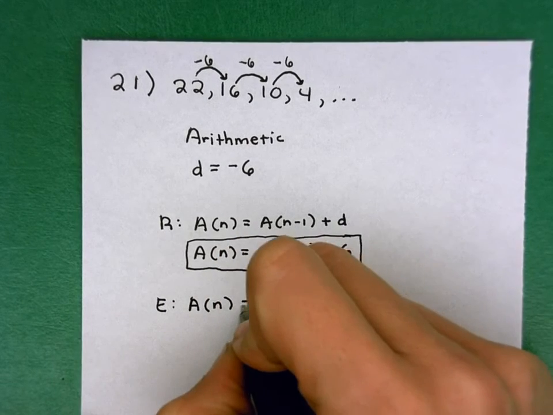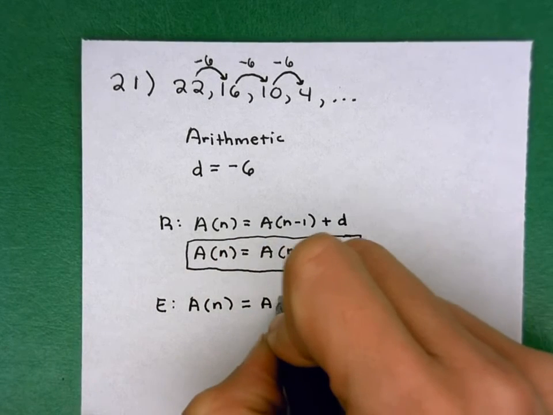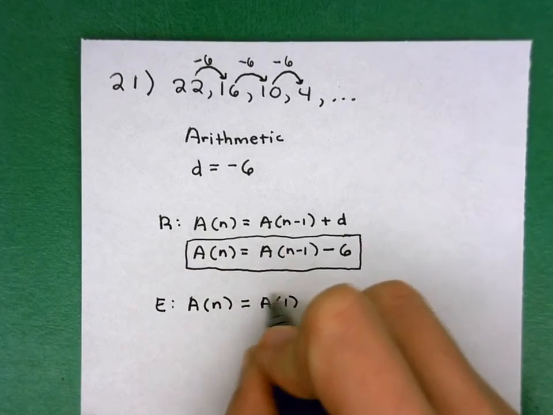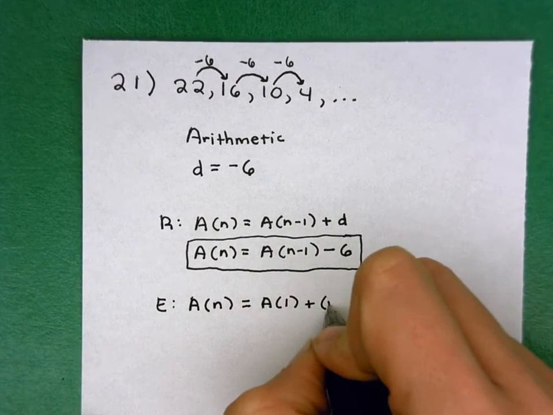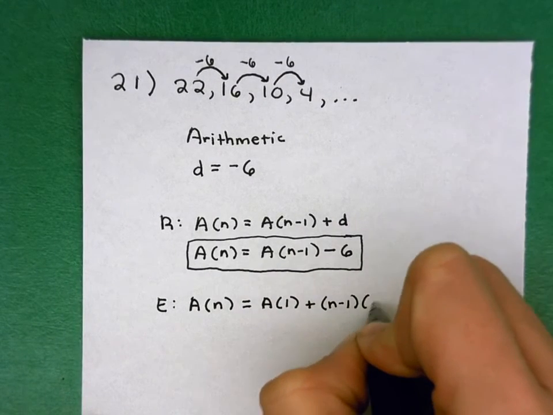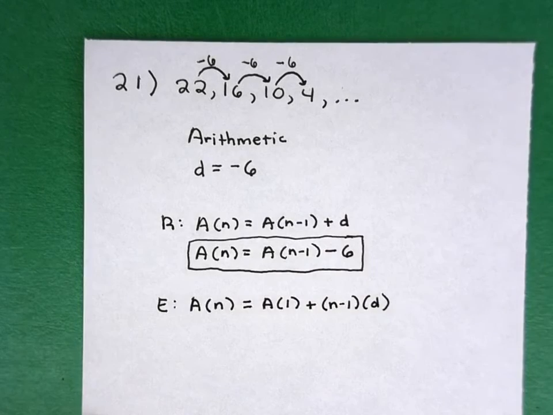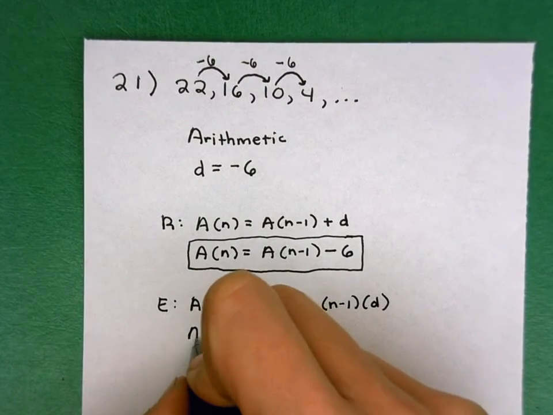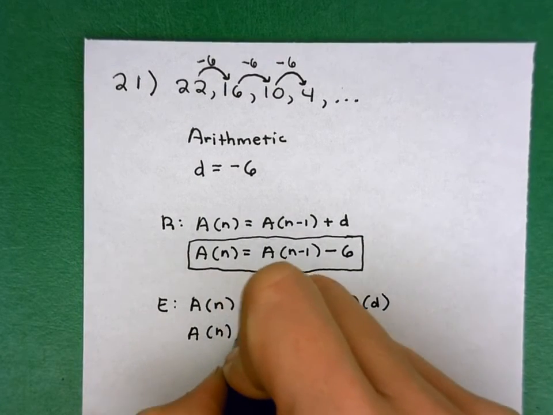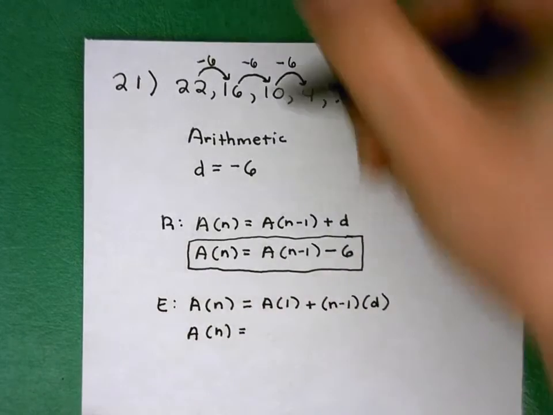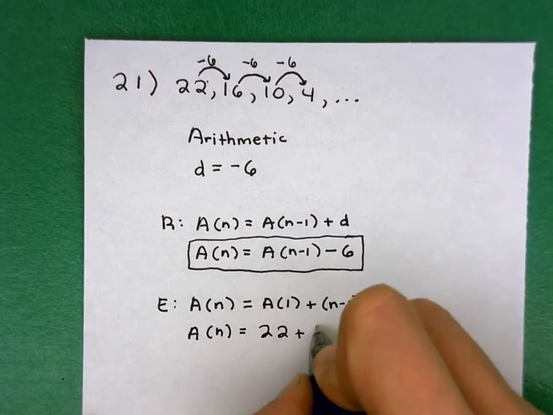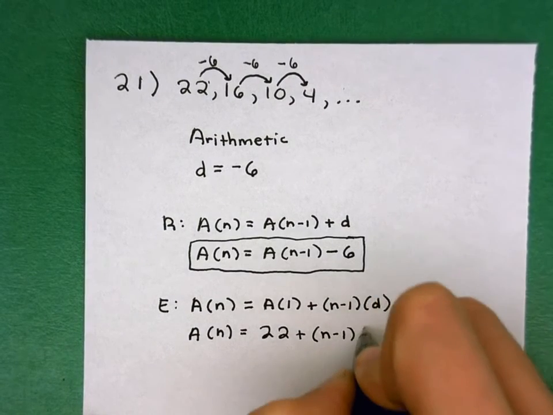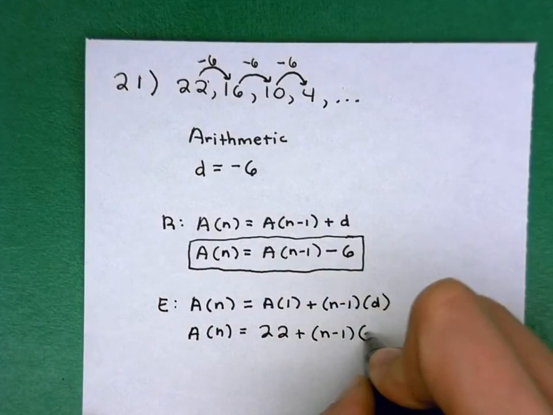And it says A of n equals A of 1, which is going to be my first term, plus the quantity of n minus 1 times my d. And so for this particular sequence, A of n equals, my first term in this sequence was 22, plus n minus 1 times my d, which was negative 6.